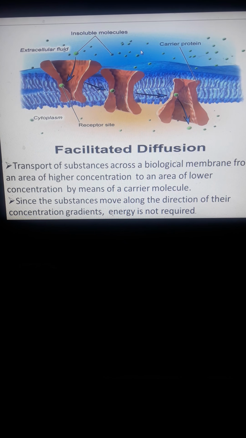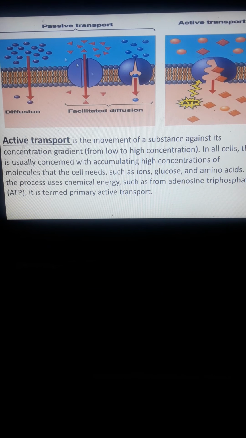For insoluble molecules, we have carrier proteins, for example, for the movement of glucose, which needs glucose transporters. The movement of other molecules needs a carrier, or it is stimulated by a stimulus that binds with the receptor site, leading to the opening or activation of the carrier. Okay, next, we have active transport.